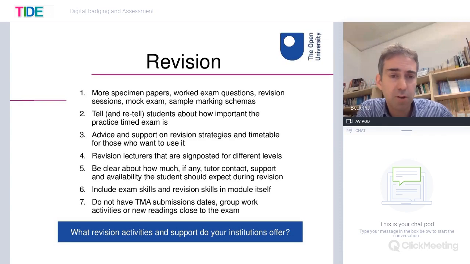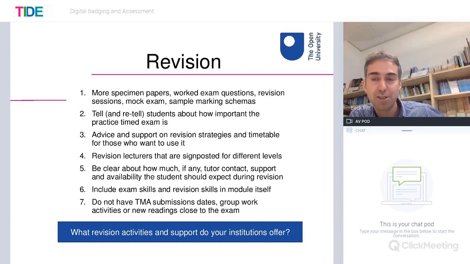Some other things, such as having good revision lectures, being clear about how much tutor contact a learner might get in that revision phase, how much they can rely on that support. Other things, such as making sure that examination skills and revision skills are taught throughout the module. So not just in the couple of weeks before the examination, but students are given practice at examination type questions or examination type conditions at a number of points over the 9 months of the course.